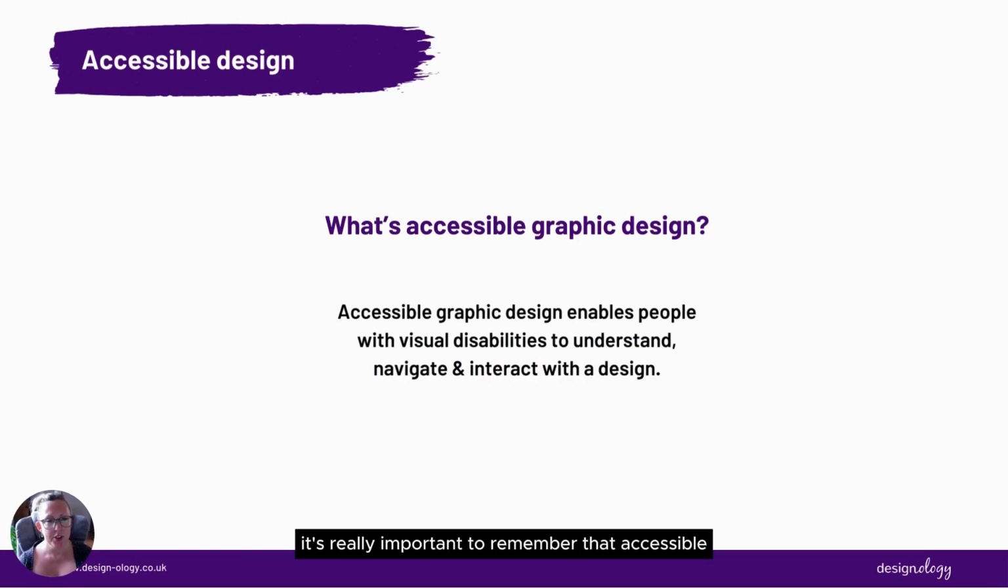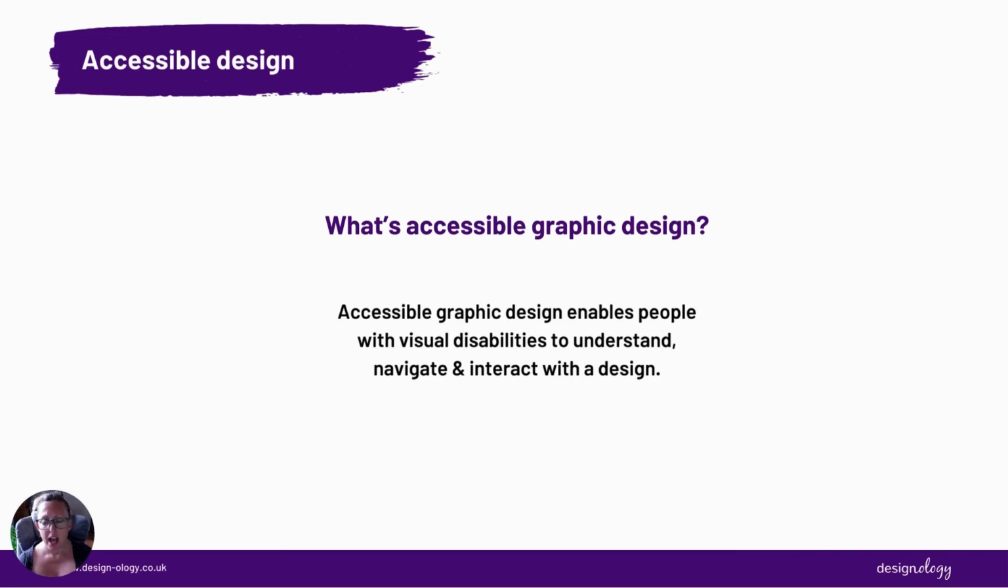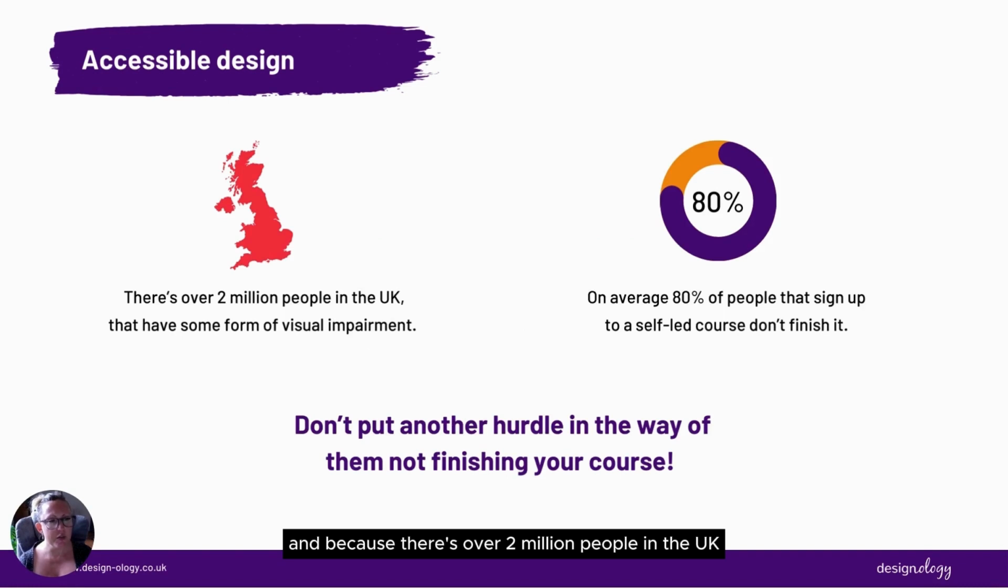But first of all, it's really important to remember that accessible graphic design helps people with visual disabilities to understand, navigate and interact with a design. And because there's over 2 million people in the UK that have some sort of visual impairment. And just as a side note, on average, 80% of people that sign up to some sort of course or program where it's a bit more self-led don't finish it. And there's various reasons for that, but don't let accessibility be another hurdle of somebody not finishing your course.